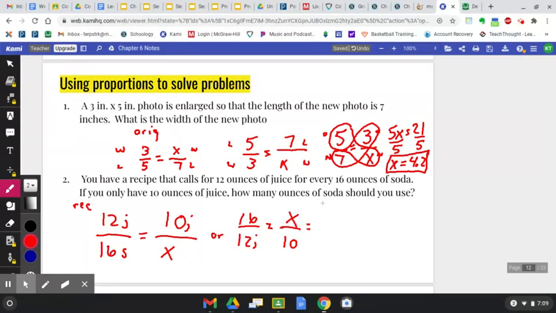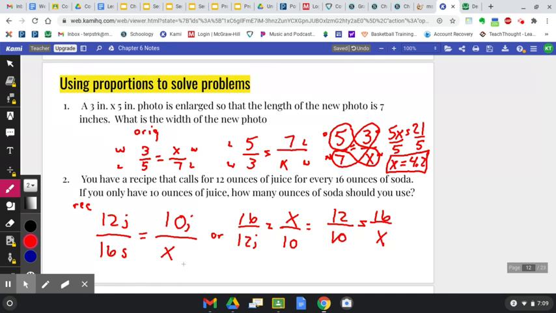I could have said, all right, well, I know that it calls for 12 ounces of juice, but I only have 10 of that. Well, I have to have that same ratio for soda, right? So here's my recipe. My recipe calls for 16. I got to figure out how much I'm going to need. So any of those, right? And then I could even flip that. I could say 12 over 10 equals x over 16. So there's a lot of ways.